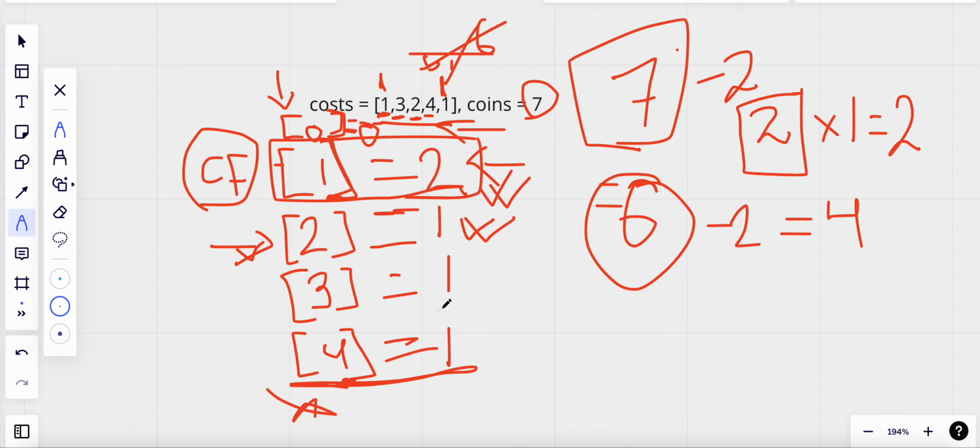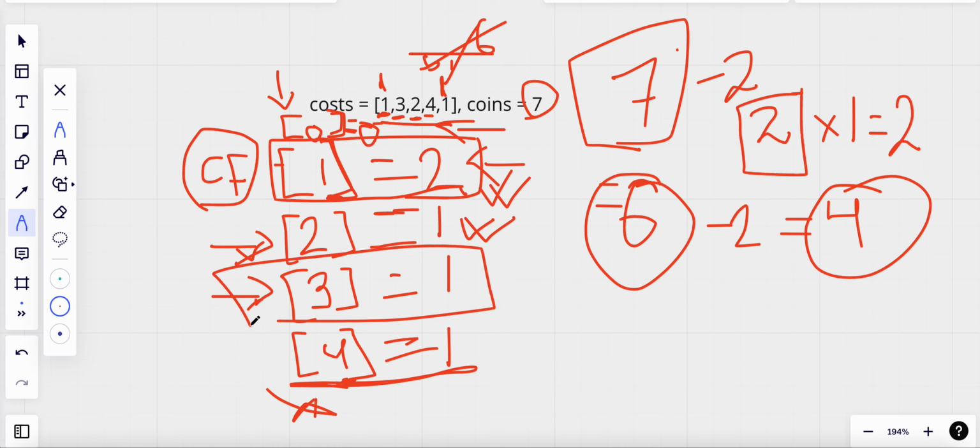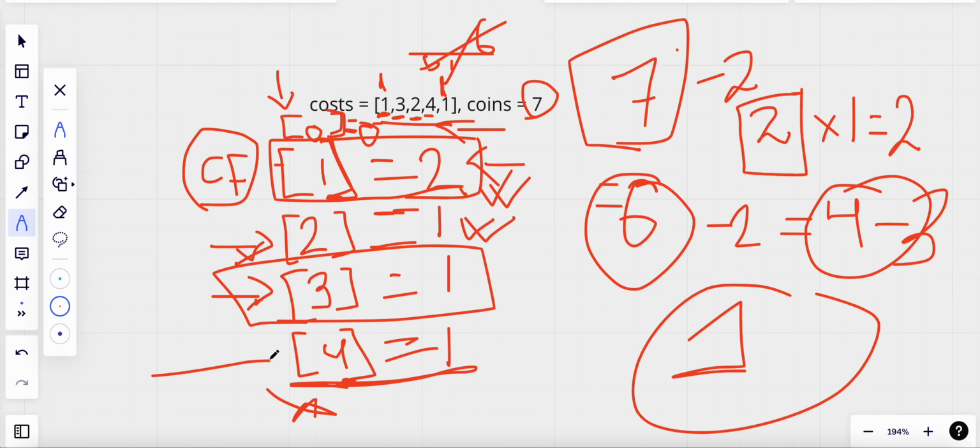Now what we do is we look at this value. 4 is still greater than 3, which means we buy this ice cream as well, and our remaining value is now equal to 1. Now we move on to the next one, and we see that 1, which is the remaining coin we have, is less than 4, which means that we cannot buy this ice cream.